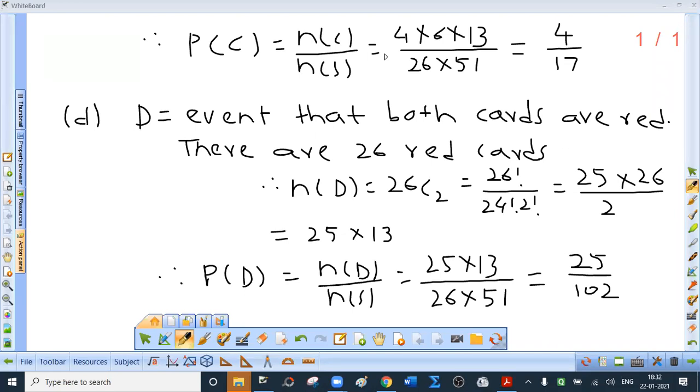So D, the event that both the cards are red. Now there are 26 red cards. So 2 red cards can be chosen in how many ways? 26C2 equal to 25 into 13 ways. No need to take the product because we have to find P of D only. So what is P of D? It is N of D by N of S, 25 into 13 by 26 into 51, that is 25 by 102.